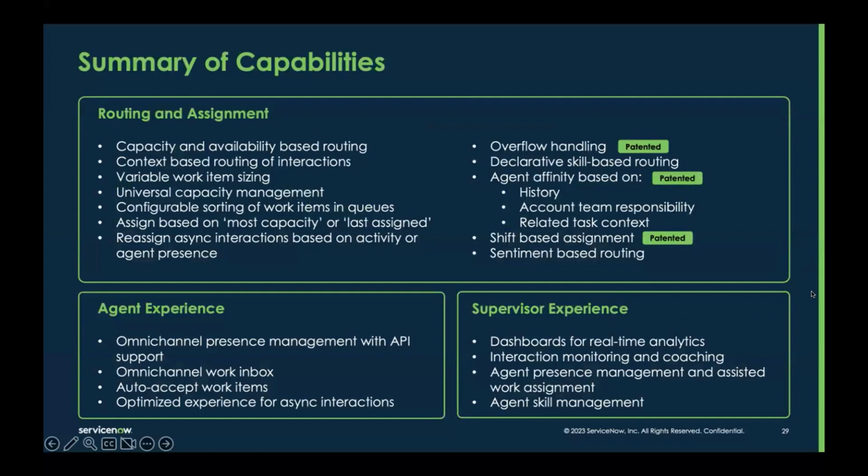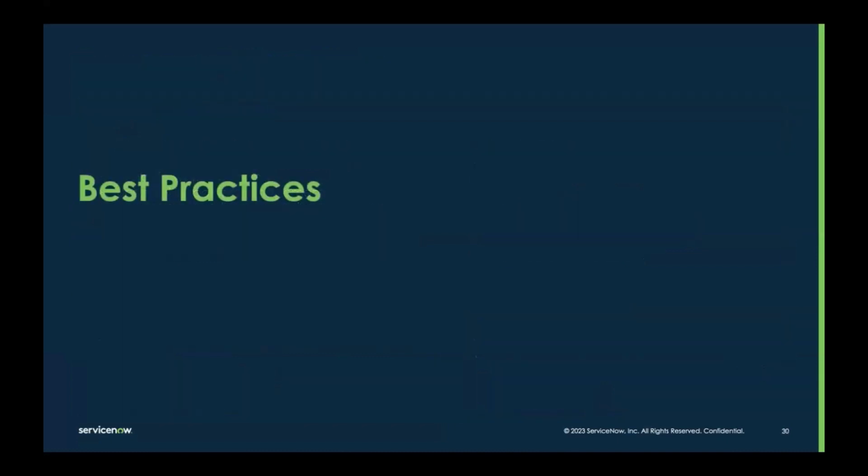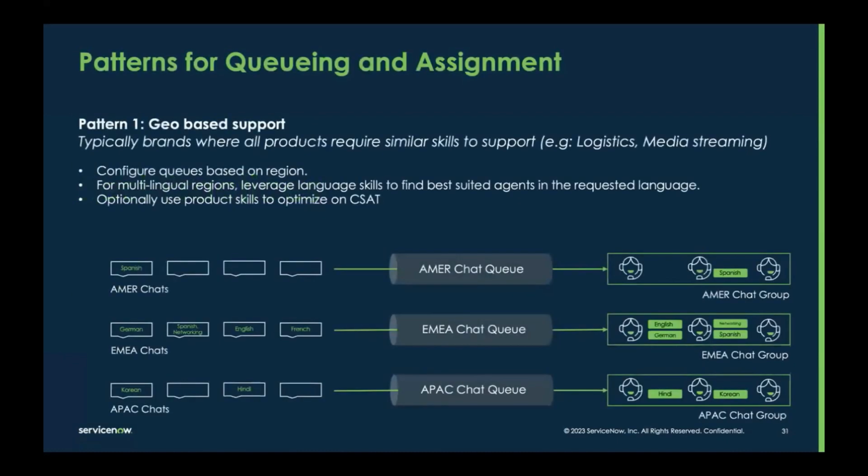So at a high level, these are all the different capabilities that AWA enables. We have a lot of high value, highly differentiated patent capabilities that drive customer satisfaction, improve CSAT, and improve agent utilization. We covered a lot of these during the demo. The supervisor experience is something that we didn't cover, but I would highly recommend looking at some of our earlier webinars on workforce optimization solution to learn more about this topic. With that, let's talk about some best practices.